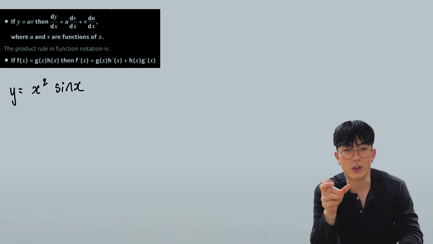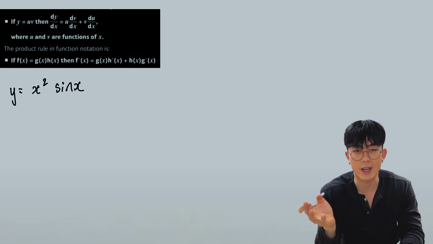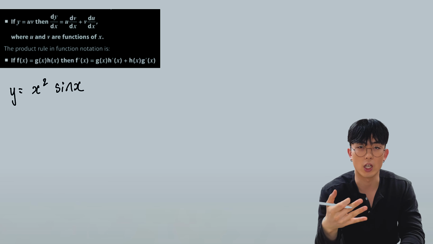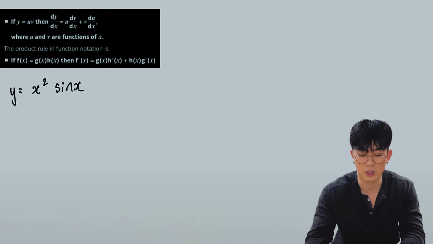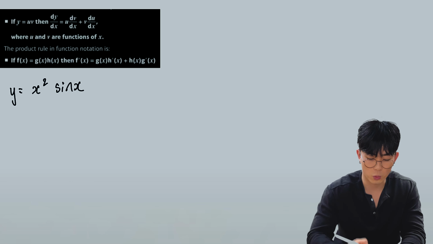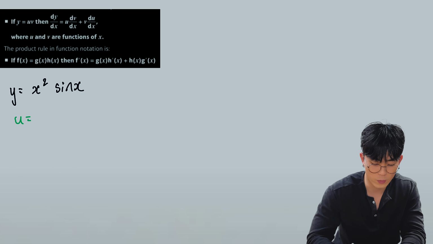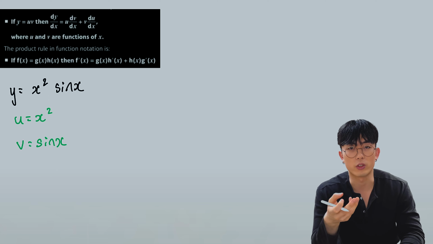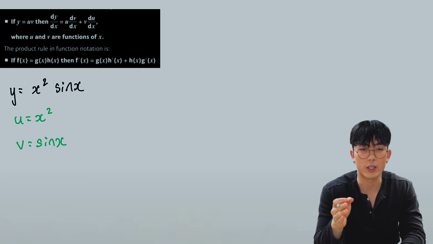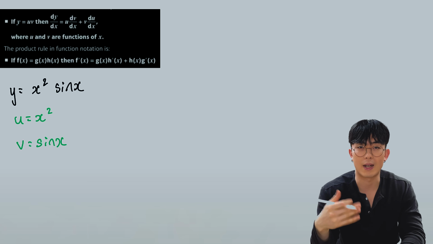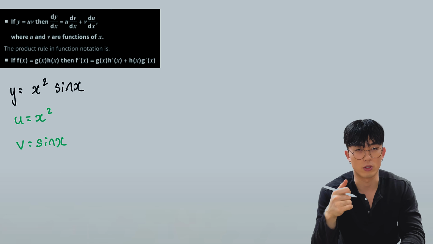Right, so we have two functions, right? We have the x squared function and the sine x function, multiplied together, so we know we should use the product rule. So, as we said, we set one of them as equal to u, so I'm going to set x squared as u, and sine x is equal to v. For the product rule, it doesn't matter which one you set as u and v, whereas for the quotient rule, which we'll look at later on, it does matter which one you set as u and v.